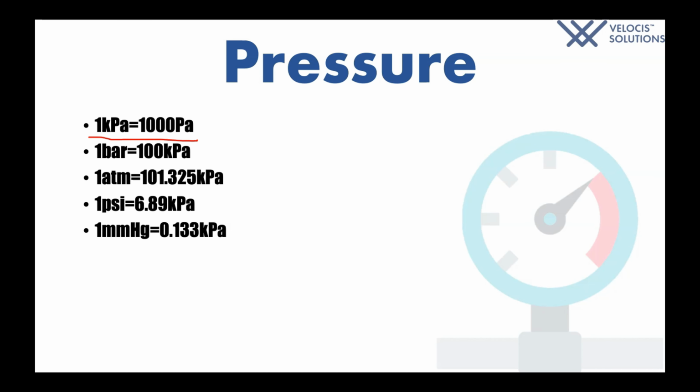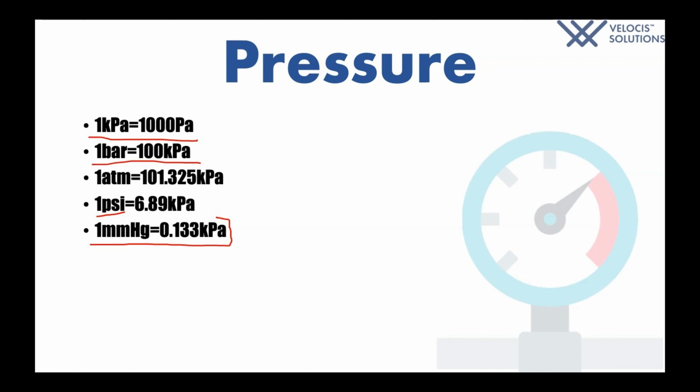You probably know kilopascal from school physics, which is equal to 1000 Pascal. Following this we have 1 bar, and it is equal to 100 kilopascal. Bar is very frequently used in chemical processes alongside atmosphere and psi, which stands for pounds per square inch. At the bottom we can see millimeter mercury column, which is equal to 0.133 kilopascal.